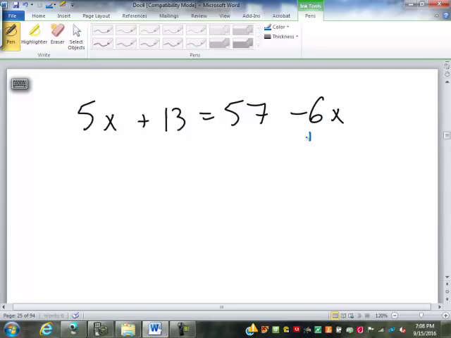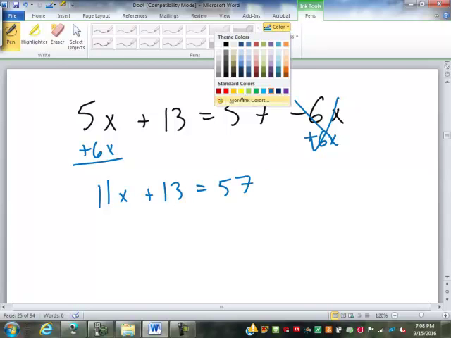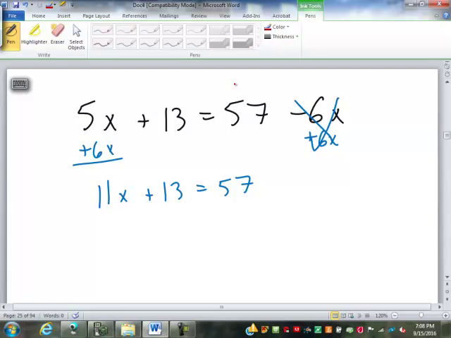The smaller one's negative 6, so I'm going to get rid of it by adding 6x. Adding 6x here gives me 11x plus 13 equals 57. And then, yeah. Well, it's a negative 6x, right? To completely get rid of something, I either have to subtract it, or if it's negative, I have to add it. Okay, that'll get to 0.